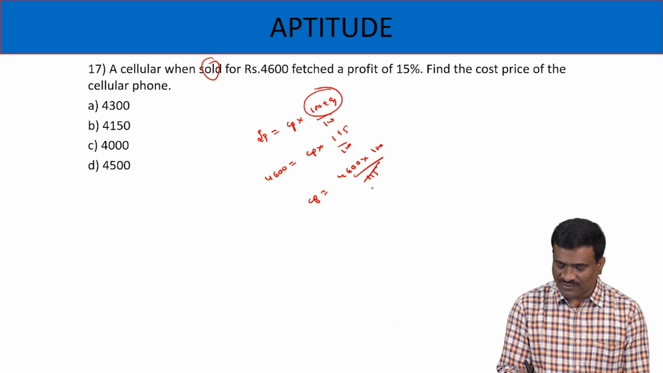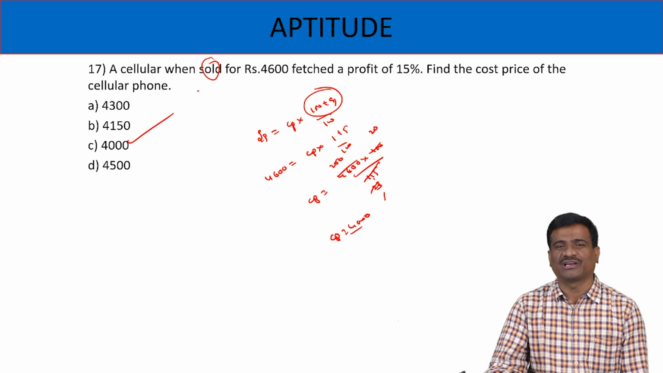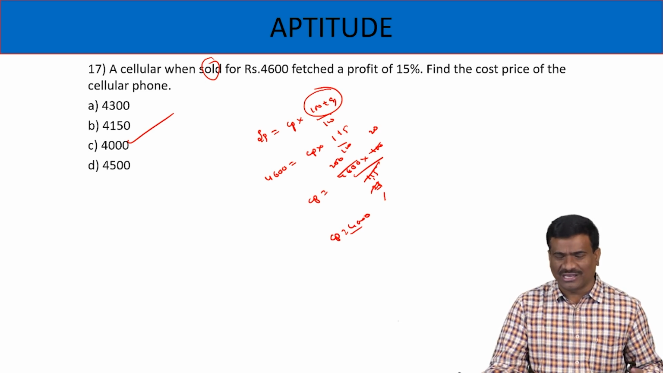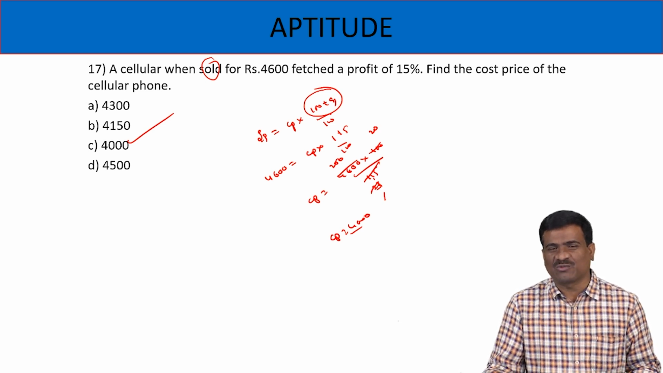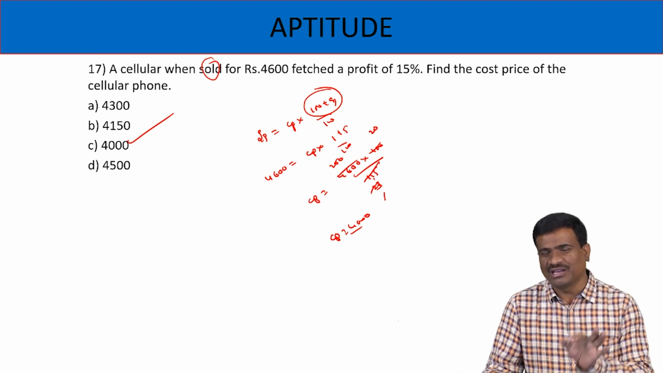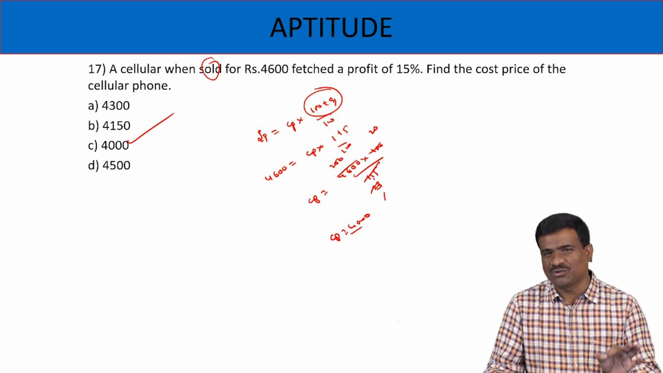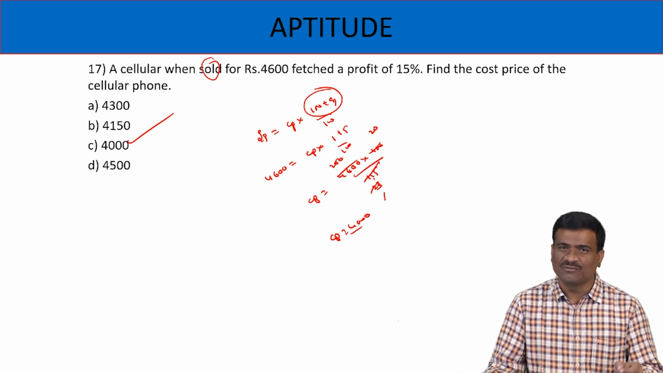Next, simplifying: 5 into 20, 23 into 1, 22 into 2. Then cost price is equal to 4000. Option C is the only correct answer. Just the formula is important here. Selling price is equal to cost price into 100 plus G by 100 when gain is given. Selling price is equal to cost price into 100 minus L by 100 when loss is given.